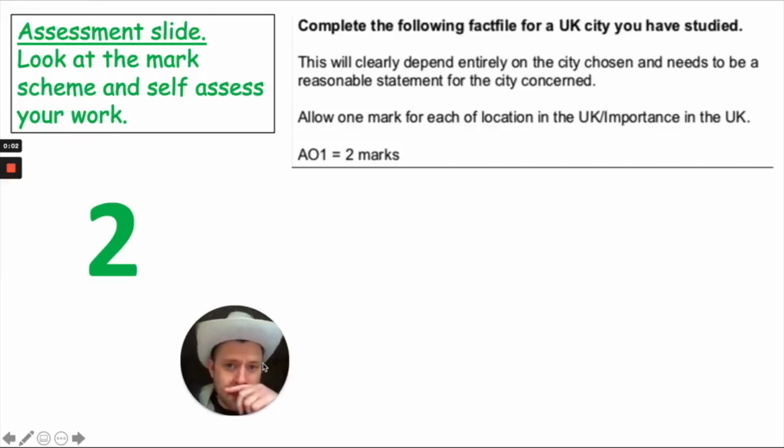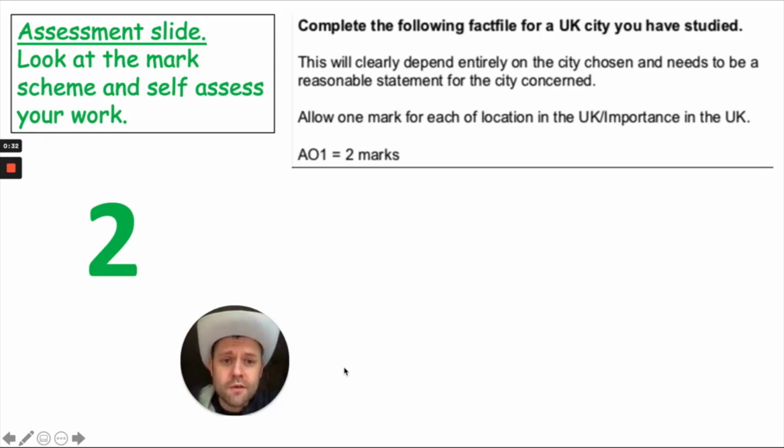Okay, guys, welcome back. So, hopefully you answered that question quite easily, to be honest. You're going to have to put Birmingham. For the location in the UK, you would probably get away with writing West Midlands. However, just put West Midlands, England, because remember that there are 4 countries in the UK. So if you just put West Midlands, England, just to be 100% sure.